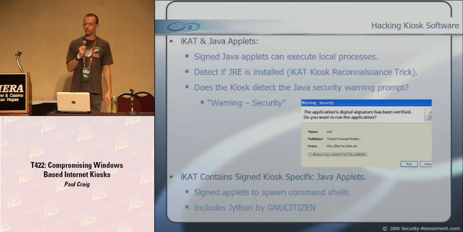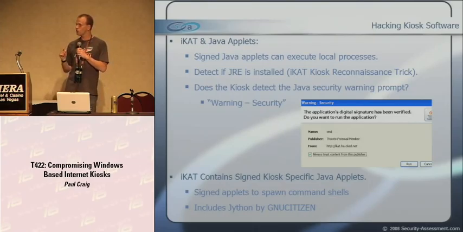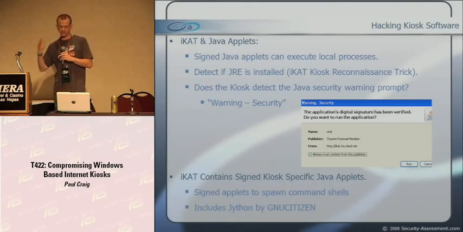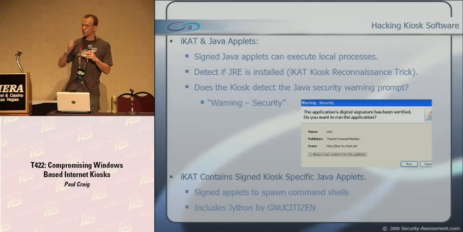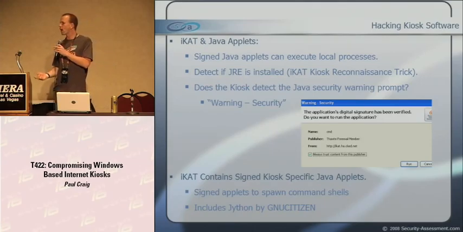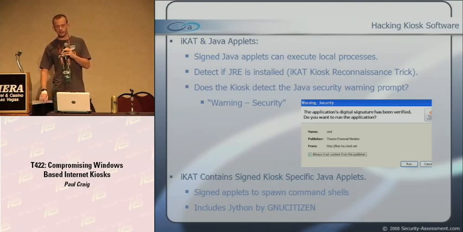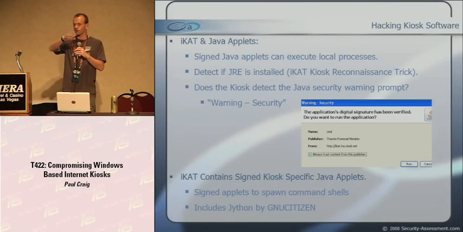Now, if Java is installed, you can use iCat to then spawn different Java applets. And those Java applets will try and do different things again. So, of course, you can spawn CMD, you can spawn Notepad, you can spawn regedit, you can spawn command.com. And this little dialog box pops up. It says, warning, security, the application you're about to run, yada, yada. No kiosks block that dialog.